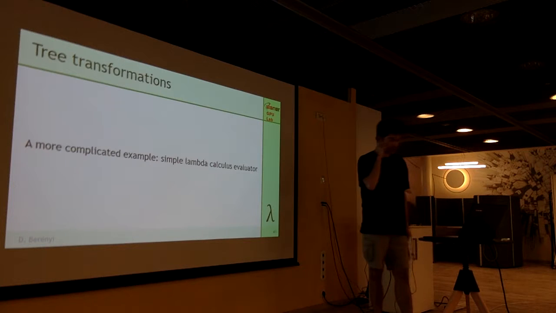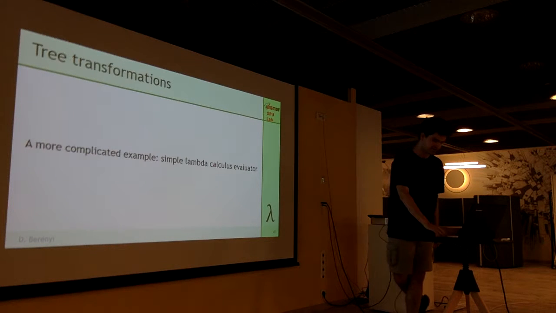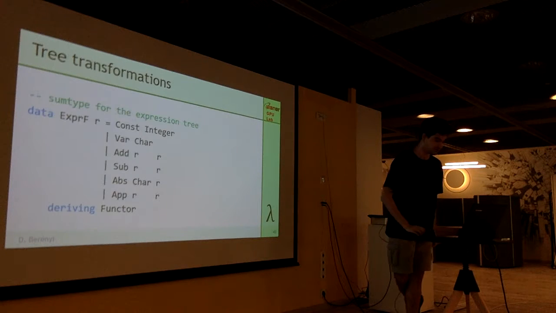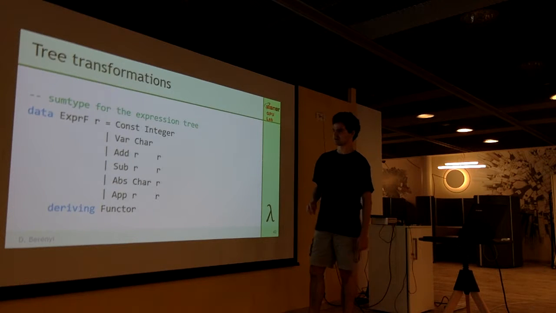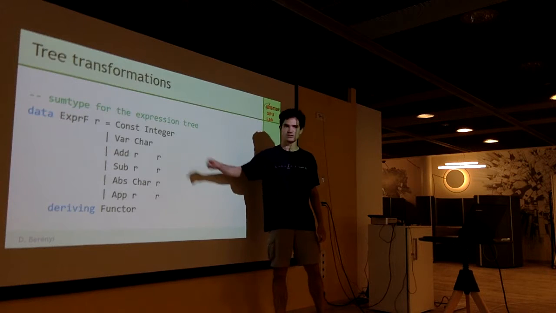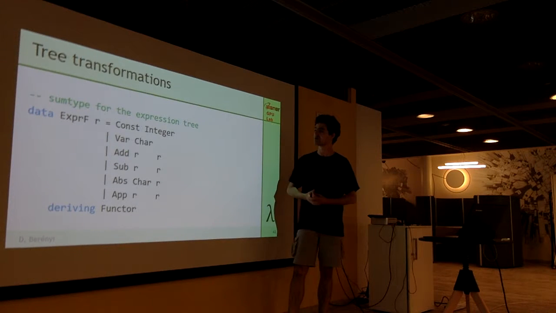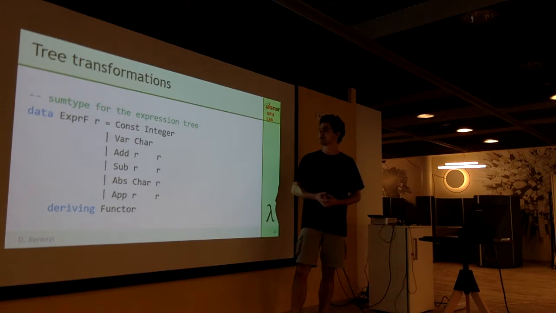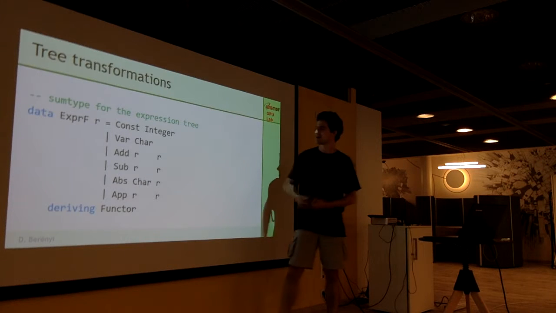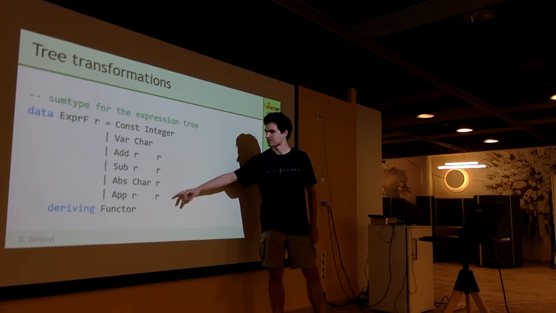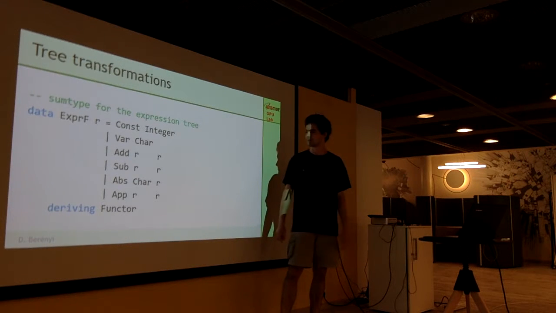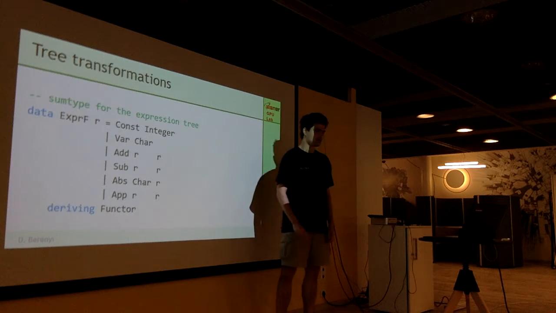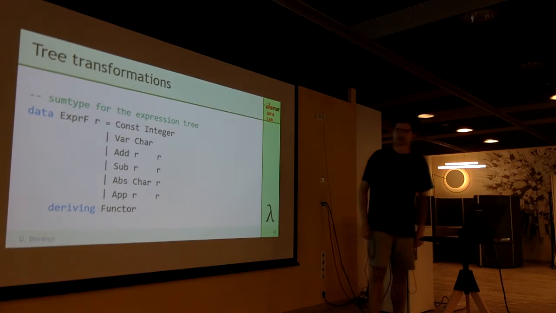There is one more complicated example that I prepared. It is a simple lambda calculus evaluator. Now we need to expand a little bit on this tree construct again. We need to add the variable, binding a name. It will be just a simple character that we can choose for it, and we will have abstraction and application. So this is where we introduce a new lambda, and this is where we apply an expression to another expression.